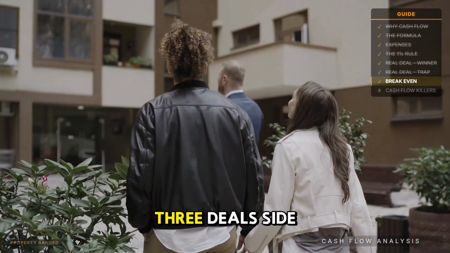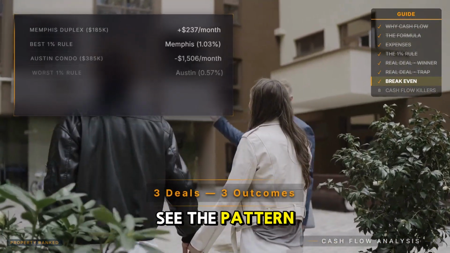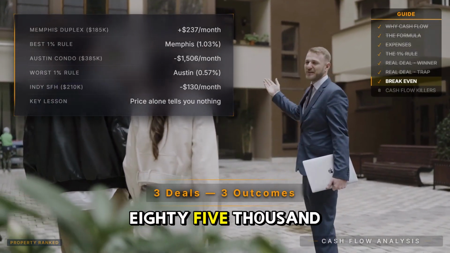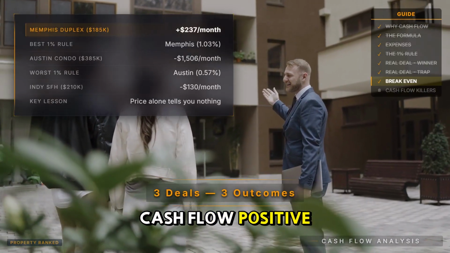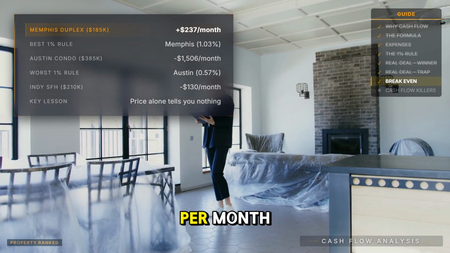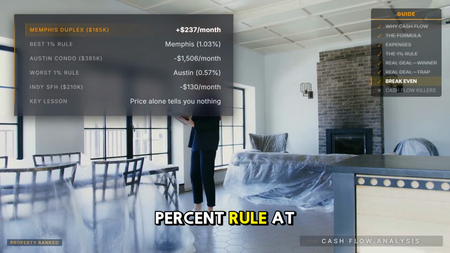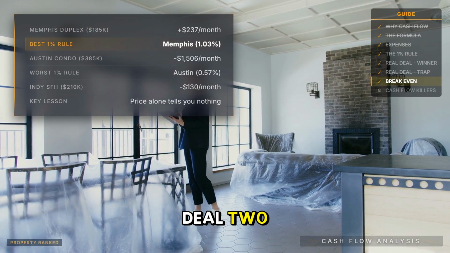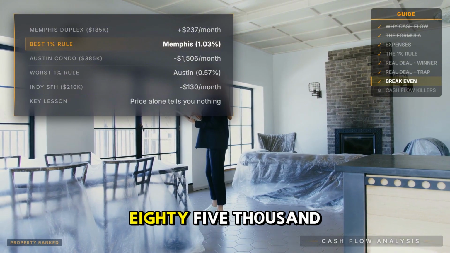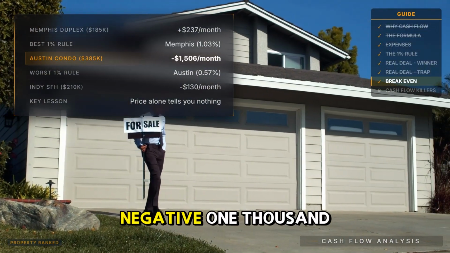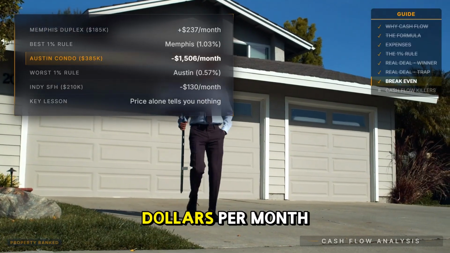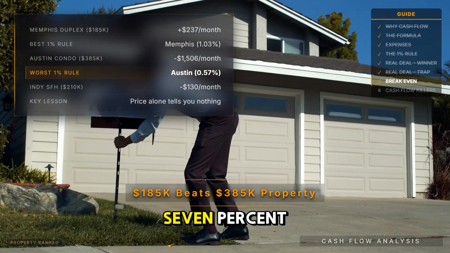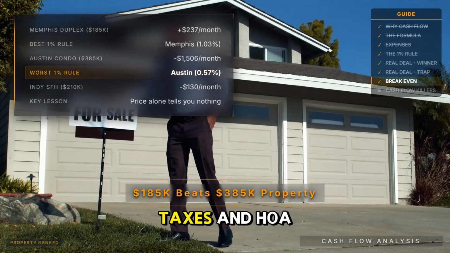Let's put all 3 deals side by side so you can see the pattern clearly. Deal 1, the Memphis Duplex at $185,000. Cash flow positive at $237 per month. Passed the 1% rule at 1.03%. A clear winner. Deal 2, the Austin Condo at $385,000. Negative $1,506 per month. Failed the 1% rule at 0.57%. Destroyed by high taxes and HOA.